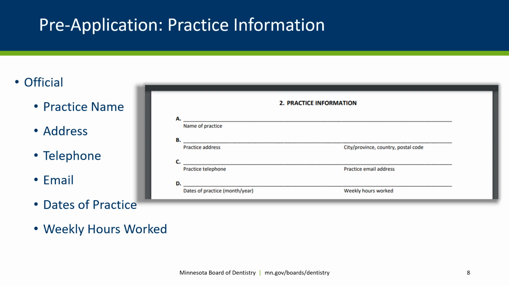The next section of the application is your official practice information. For the address, be sure to include a unit or suite number if applicable, and your personal practice email if applicable. Each portion of the application must be filled out accurately.